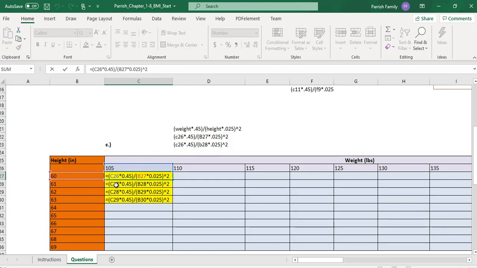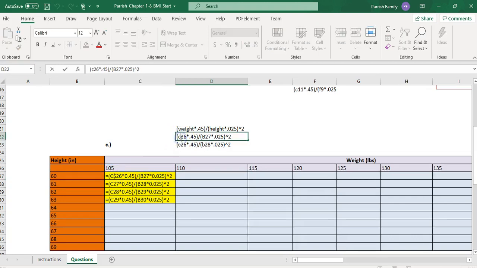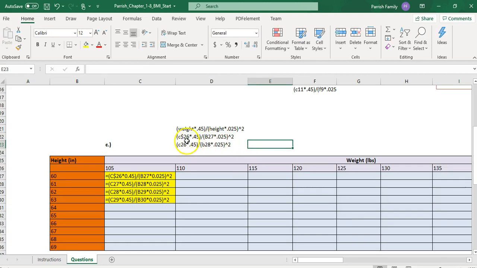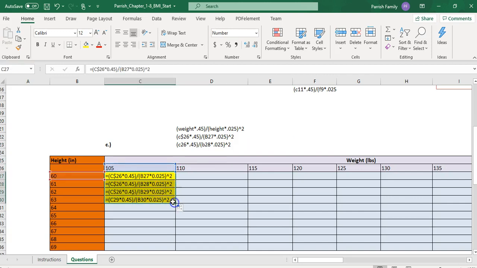So if I put a $ sign in front of the 26, then what that tells the computer is that the 26 is never going to change. The C can change, but the 26 will never change. So now what happens is when I drag it down, notice how it's always C26. This is called a mixed reference.